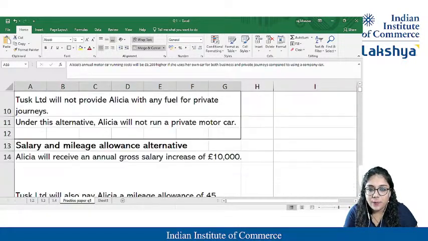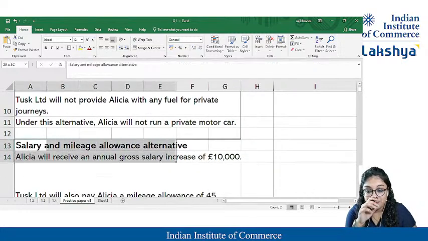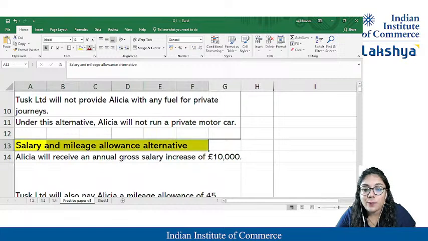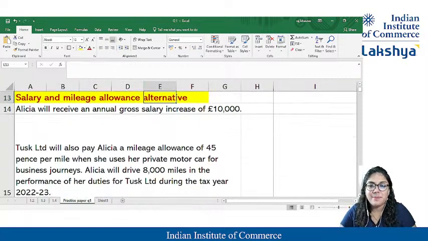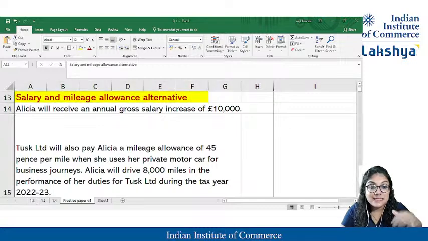Okay, so now after completing the motor car advantages, they have got some salary and mileage advances also. What is salary and mileage advances? Guys, we know that many a times they get some mileage advances also. If they are getting some mileage advantage, even that is to be understood at a very proper pace, right? So how much they are getting and what is the tax rates based on the mileages.